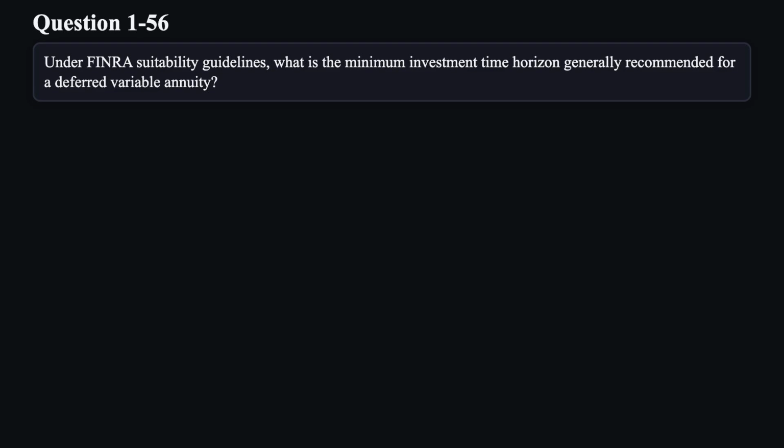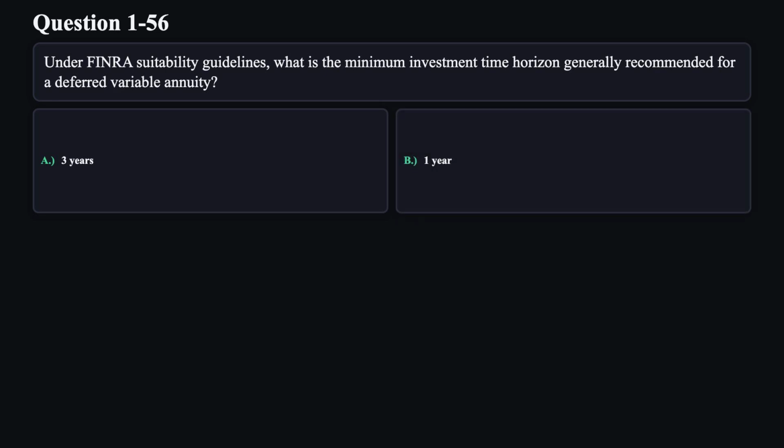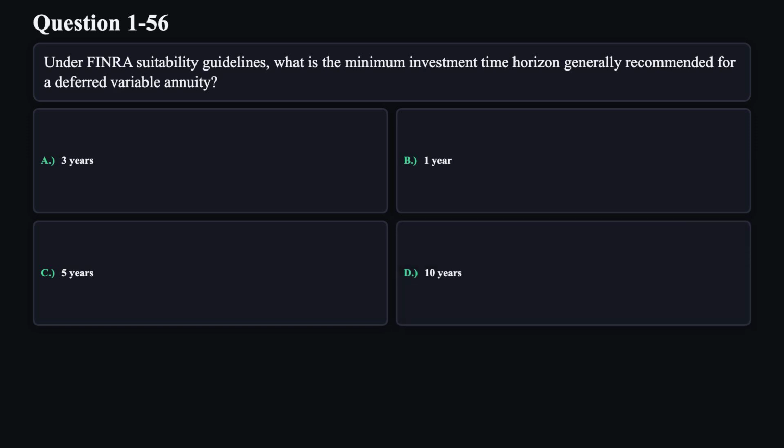Question 56. Under FINRA suitability guidelines, what is the minimum investment time horizon generally recommended for a deferred variable annuity? A. 3 years. B. 1 year. C. 5 years. D. 10 years.